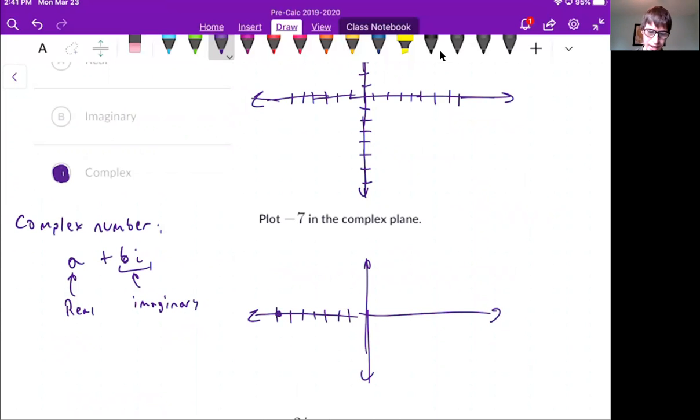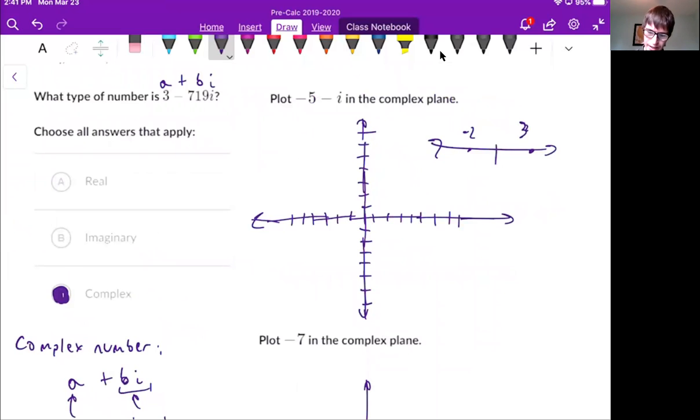Now, when we get to a complex number, it just adds an extra element to this. There's the x-axis, the real axis. And then we're going to add an imaginary axis to graph this bi part. So this is the a part that we graph. The bi part we graph on this imaginary axis. So we'd say this is i, this is 2i, this is 3i, this is 4i, and so on.